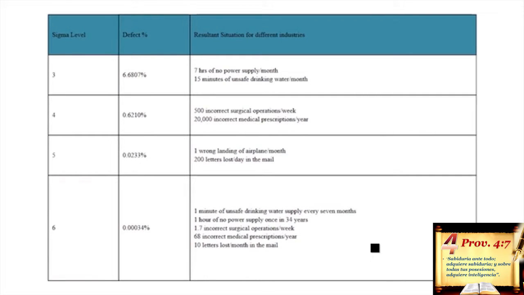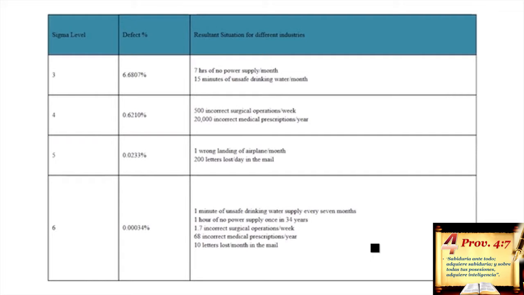Sigma level 3, 6.6807%. 7 hours of no power supply per month. 15 minutes of unsafe drinking water per month. Sigma level 4, 0.6210%. 500 incorrect surgical operations per week.